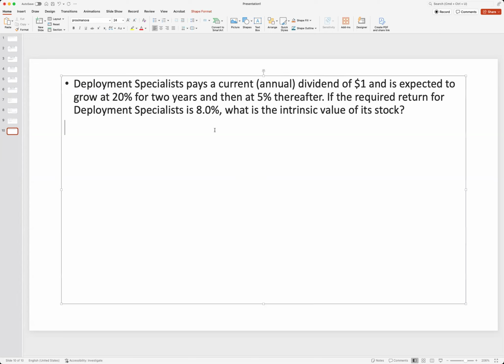First, let's figure out the cash flows at different periods. So cash flow last period is a dividend, it's $1. End of this year, it's going to grow at 20%. So it's going to be 1.2. Next year, end of year 2, it's going to grow at 20% for another year. So the dividend is going to be D1, 1.2 times 1 plus 20%. That gives us 1.44.